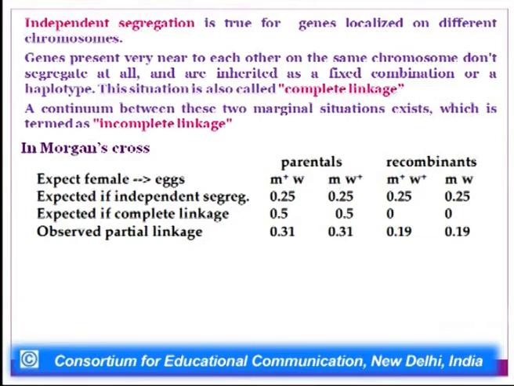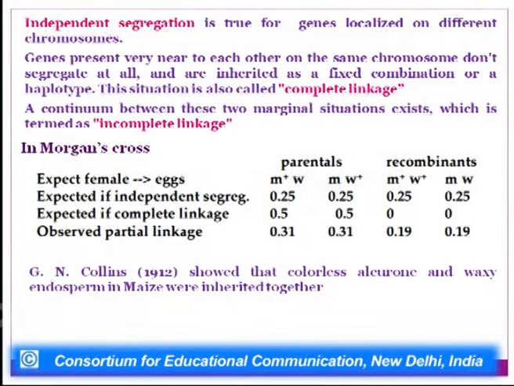So usually independent segregation is said when the genes are localized on different chromosomes or they are very far apart, because when they are very far apart on the same chromosome, there will be multiple crossovers. We will get into the detail of this mechanism, but the multiple crossovers in between effectively lead to independent assortment of the two genes located on the same chromosome. But when they are lying very close to each other on the same chromosome, they tend to be inherited together, or there is complete linkage. Incomplete linkage is when there is partial linkage.